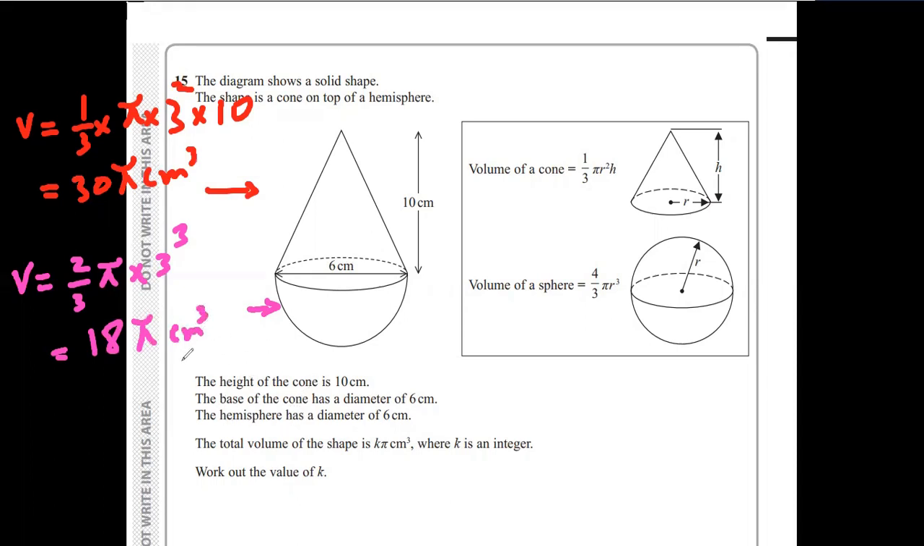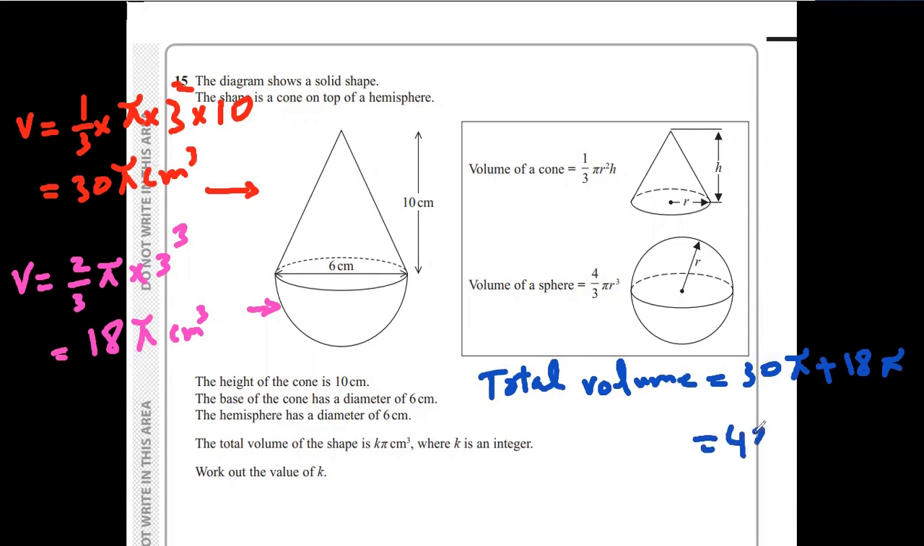And if I want to work out the total volume of both shapes, the total volume will be equal to 30 pi add 18 pi, and that will give me 48 pi centimeters cubed. So it means k must be equal to 48.